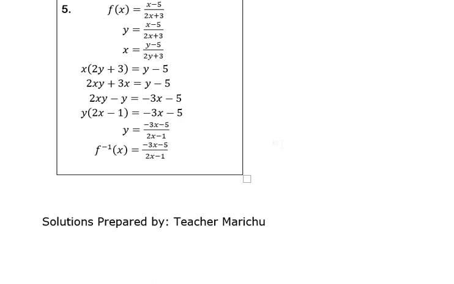And this concludes our exercise for this topic or learning activity sheet.